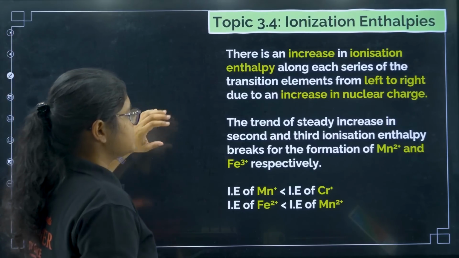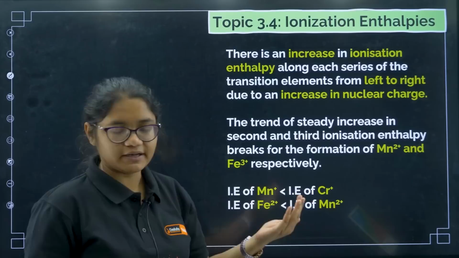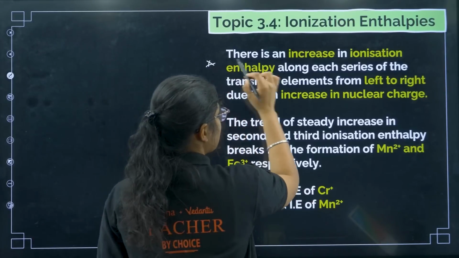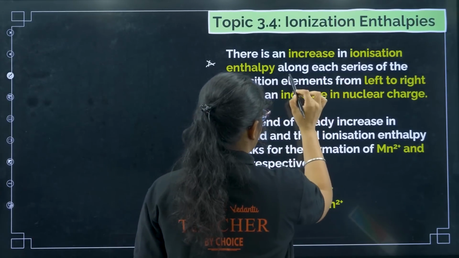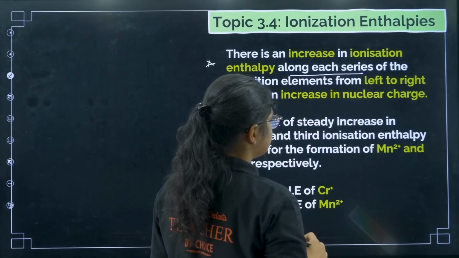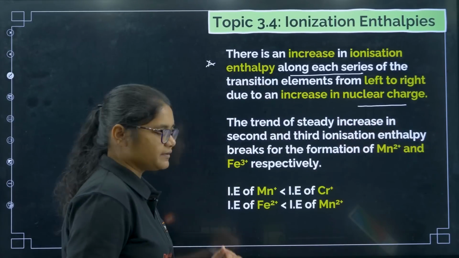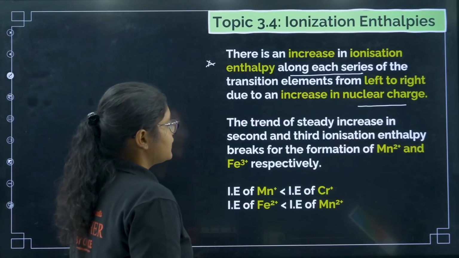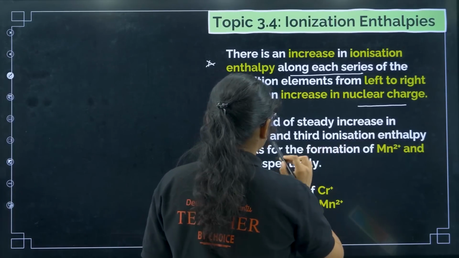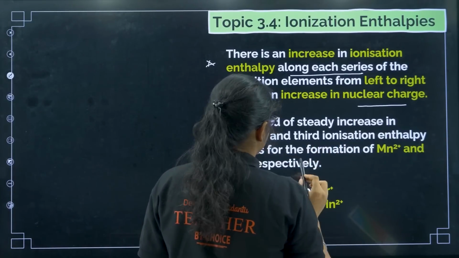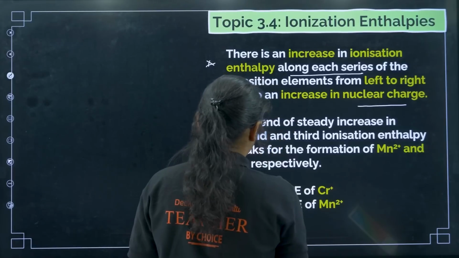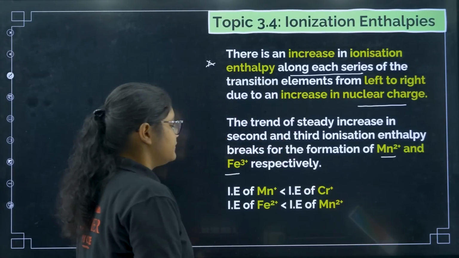Okay. Next property is your ionization enthalpy. Along the period it will increase. So you can write down first: increase in the ionization enthalpy along each series of the transition elements from left to right is due to the increase in the nuclear charge. This is a very basic thing. Next, the trend of the steady increase in the second and the third ionization enthalpy breaks for the formation of Mn2+ and Fe3+ respectively.